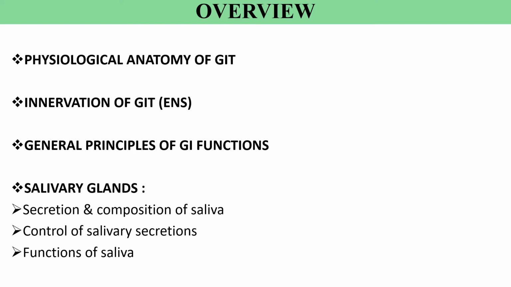The first topic will be basic physiological anatomy of the gastrointestinal system, like how the GIT is innervated, what is the nerve supply of the gastrointestinal tract, and basically we will be discussing the enteric nervous system here. Then there will be discussion about the general principles of the gastrointestinal functions, and later on in brief we will be discussing the physiology of salivary glands, that will include secretion and composition of saliva, control of the salivary secretions, and functions of the saliva. So let us start.